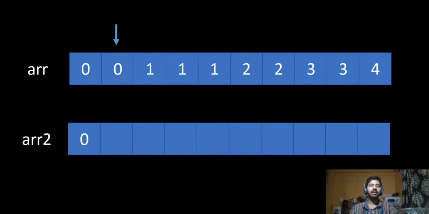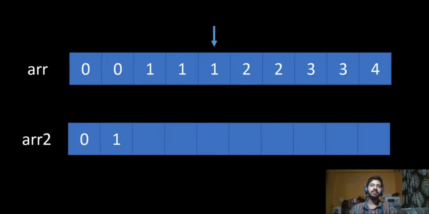So at each position, if you compare it to the previous element and it's the same, then it's not a unique element, it's a duplicate. And if it's not the same, it's a unique element. So here initially we copy the first element. Now in the next position, it's the same as the previous one, so here we ignore it. Now 1 is not the same as the previous one, so you know it's a unique element and you copy it to the second array.